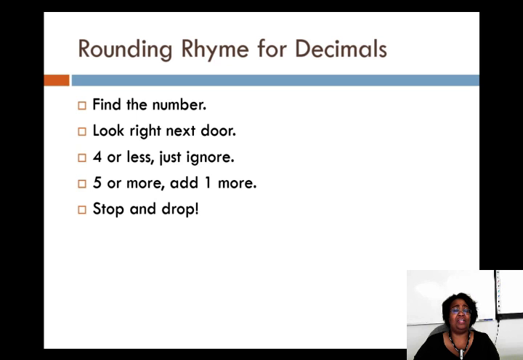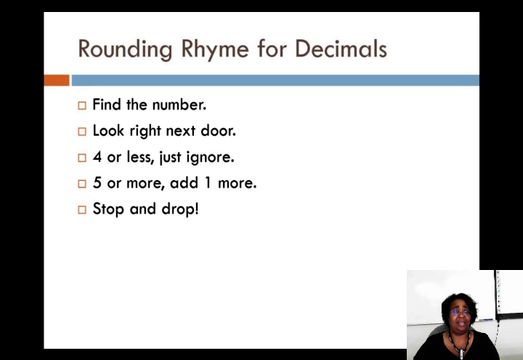Then I want to see, is the number 4 or is it less than 4? Is it 4 or less? If it's 4 or less, the number that's underlined I'm going to leave alone. However, if the number that I've circled is 5 or more, I'm going to add one more to the number I underlined.